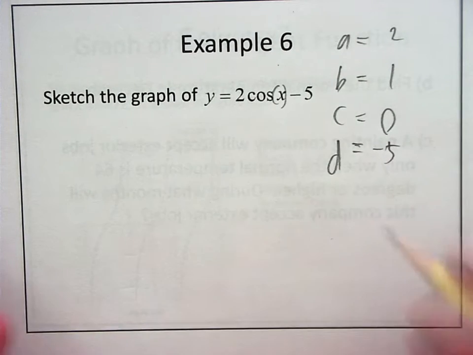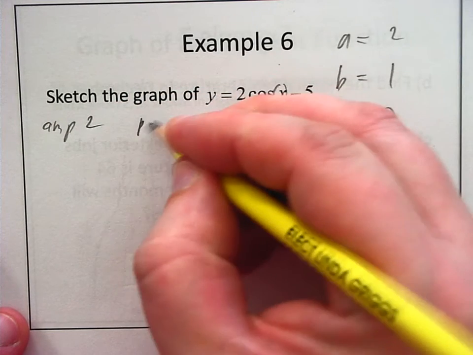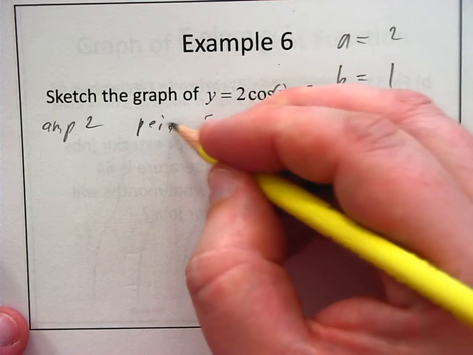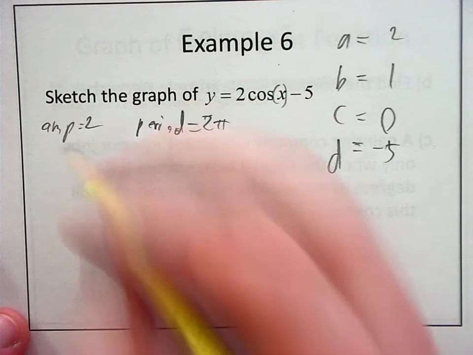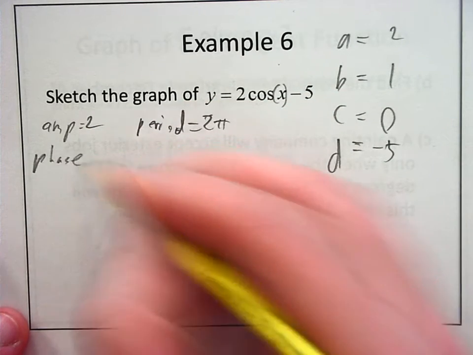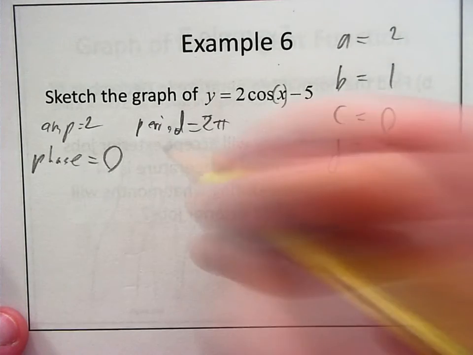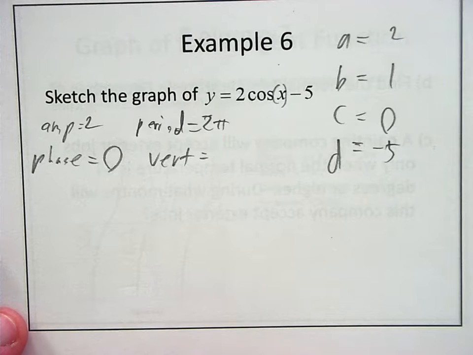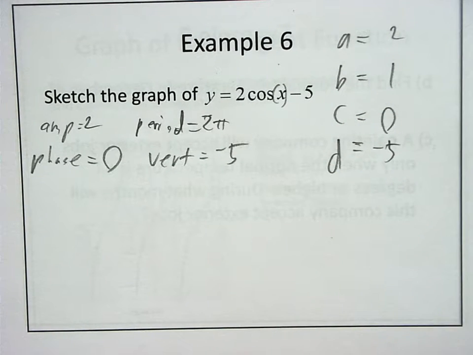So, from there, the amplitude is what? 2. The period? 2 pi, yep. Phase shift? 0. C is 0, so it doesn't matter what B is. And the vertical shift? -5. It's just going to be whatever that number is. Because that number is going to move every single value down 5.